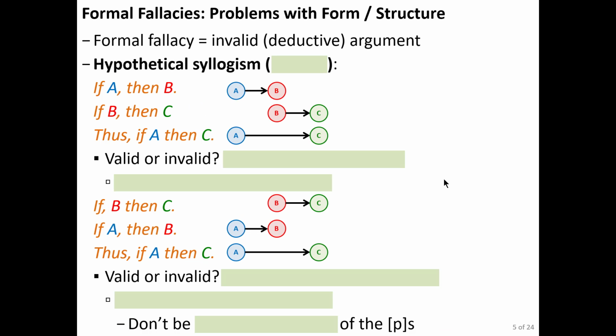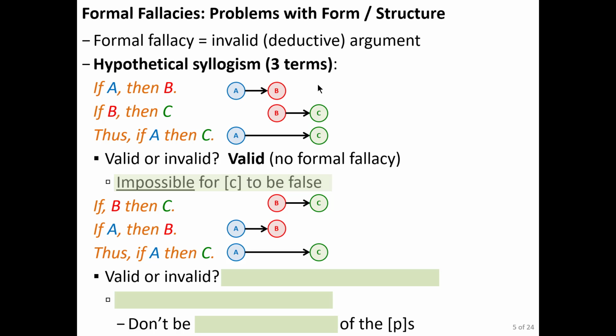So when we're looking at hypothetical syllogisms where there are three terms, this is one we tend to see more often, but you can have hypothetical syllogisms with just two. In this case, we've seen this before. If A exists, then B exists. If B exists, then C exists. Therefore, if A exists, then C exists. So that's a classic valid argument. It is impossible for the conclusion to be false. This is like saying, if A equals B and B equals C, then A equals C. Similar type of situation, right?